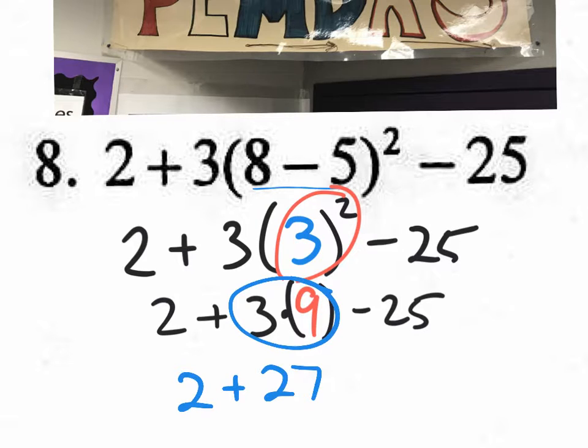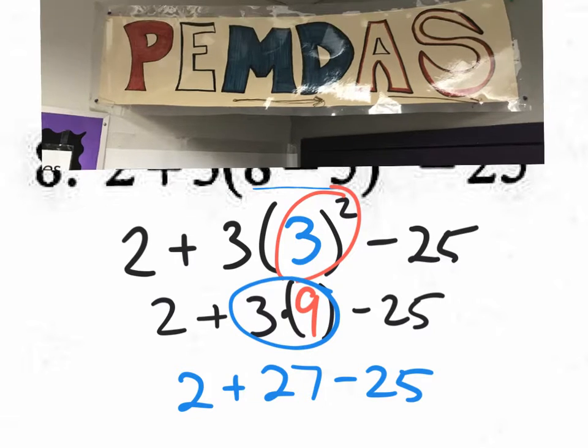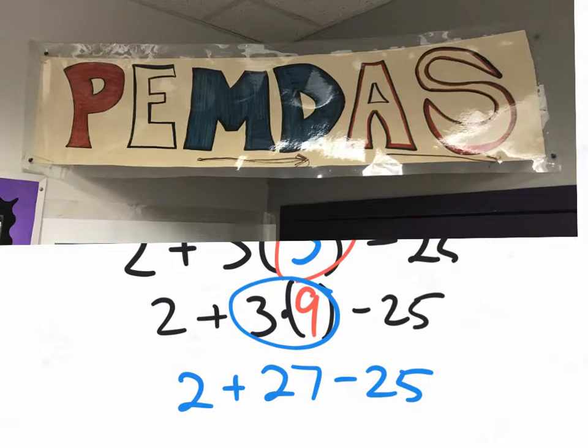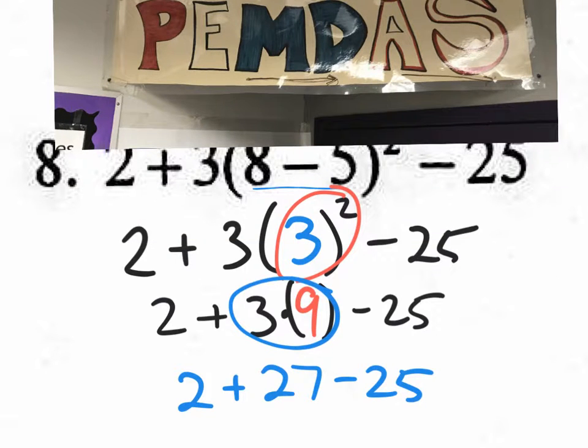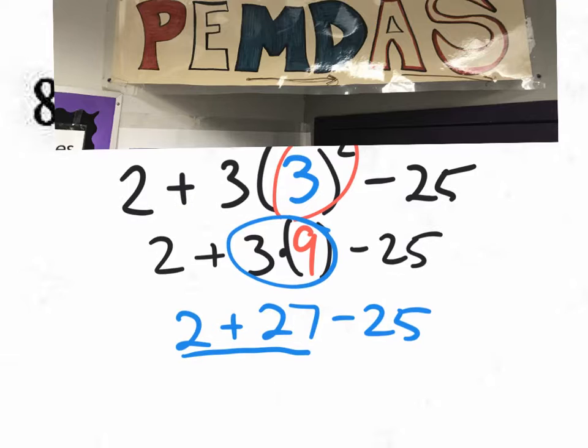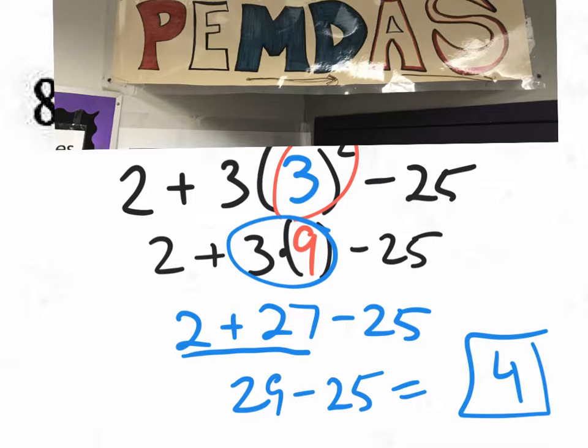There's a 2 out in the front. There's a minus 25 at the end. With addition and subtraction, since they're both the same color, you just go from left to right. So what is 2 plus 27? 29. So we have 29 minus 25, which is 4. 4.